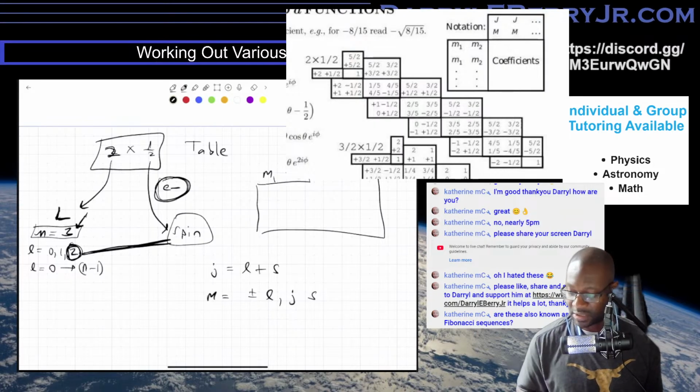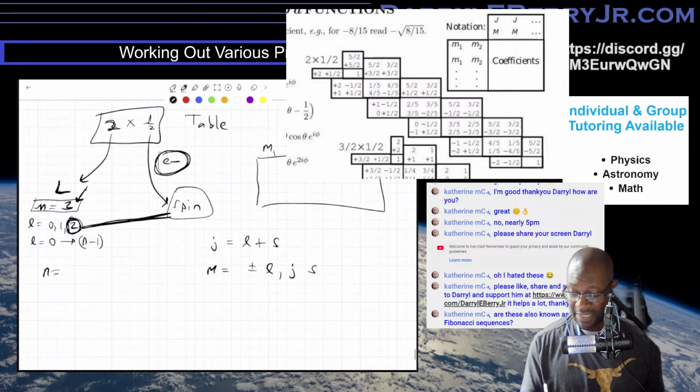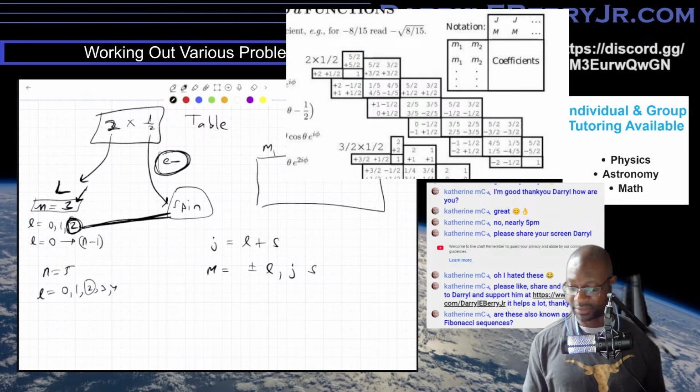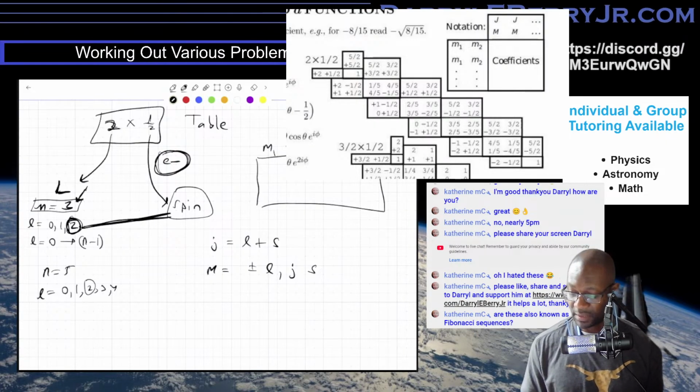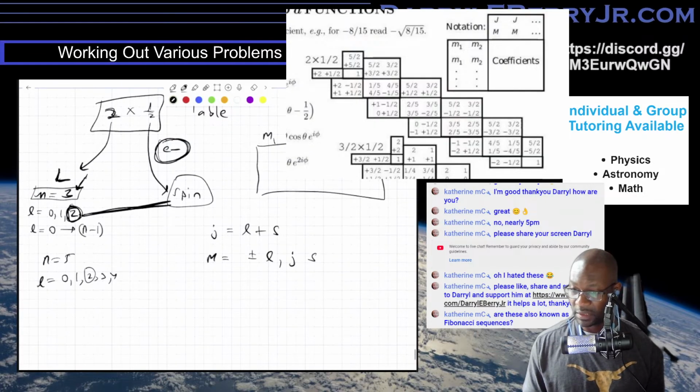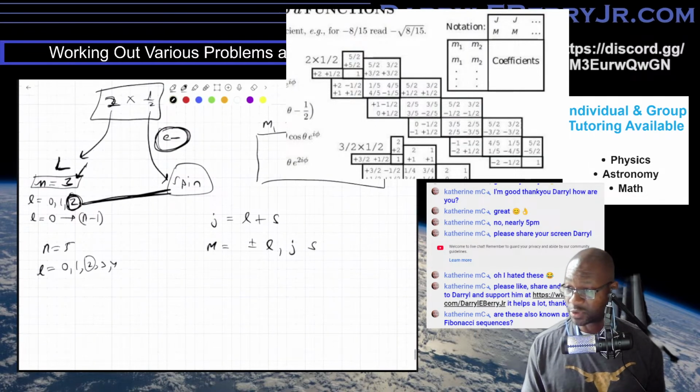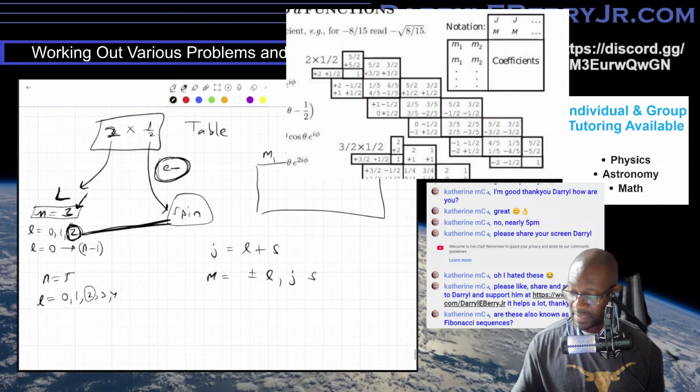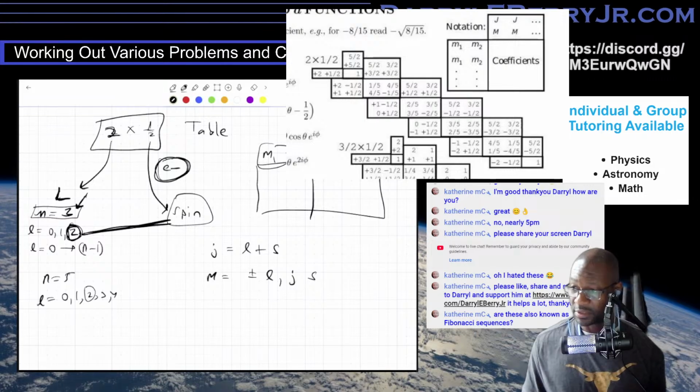So n has to be at least three to have an L of at least two, or it can have an n of five, which means it has an L of 0, 1, 2, 3, 4, but we could still only be talking about the L equals 2 level. So that's basically the physical situation it can be, and how we actually use the table to write down the components. So L is basically in one regime, and the M's are in another regime.